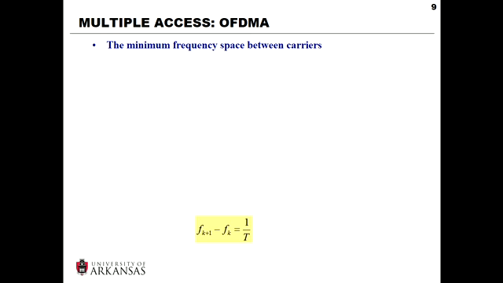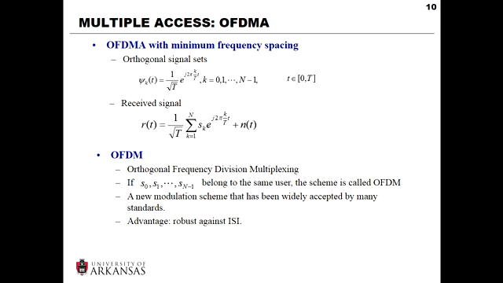Okay, so the minimum spacing between the carriers is 1 over T, just like what we have discussed. So OFDMA with the minimum frequency spacing, that's 1 over square root of T, e^(j2πkt/T), where we can have N carriers, and the index of the carriers are from 0 to N minus 1. And the received signal is simply the summation here.